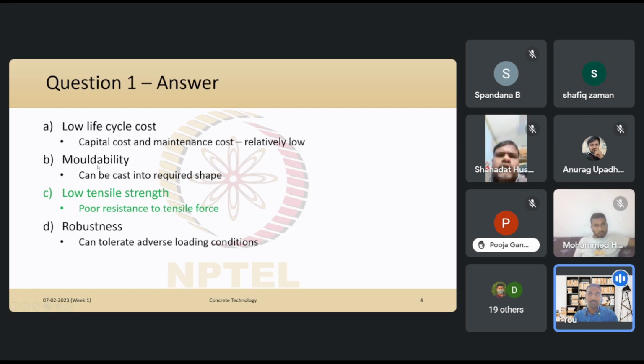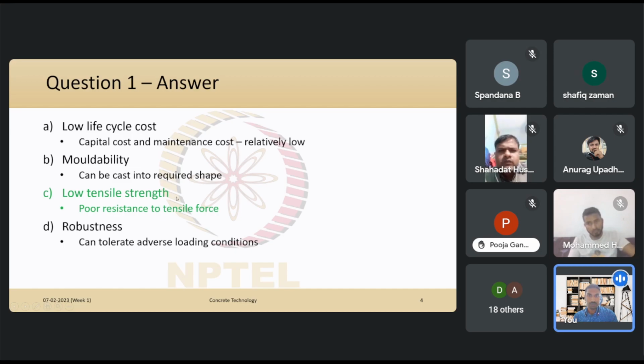And the second option is the moldability. What do we mean by moldability? Is that we can cast concrete into different shapes that we require, right? So that's what we mean by moldability, and this is also a desirable property to have, right? So we could get any shape that we require out of it, right? So it is desirable. And we'll look at C later. D talks about robustness. What do we mean by robustness? Is that concrete can tolerate or take adverse loading conditions, right? So it can withstand adverse loading conditions, and therefore it is robust to failure, right? Because of these adverse loading conditions. Therefore, that is also a desirable or an advantageous property to have.